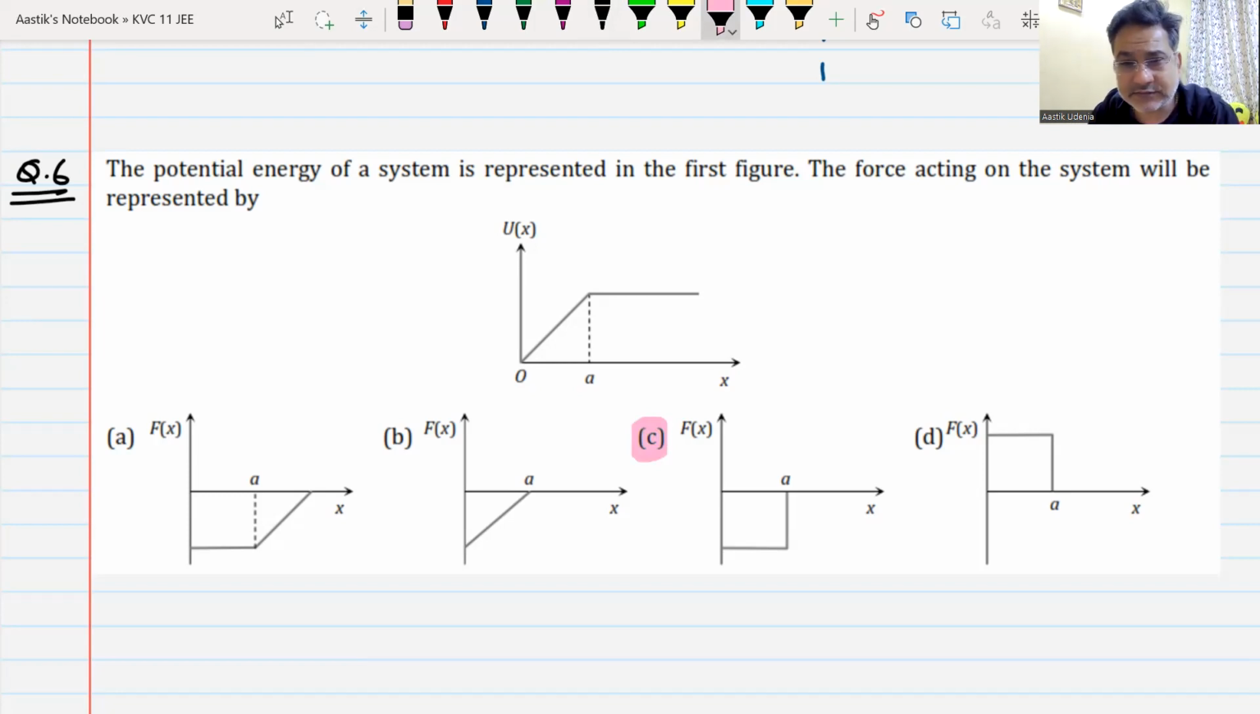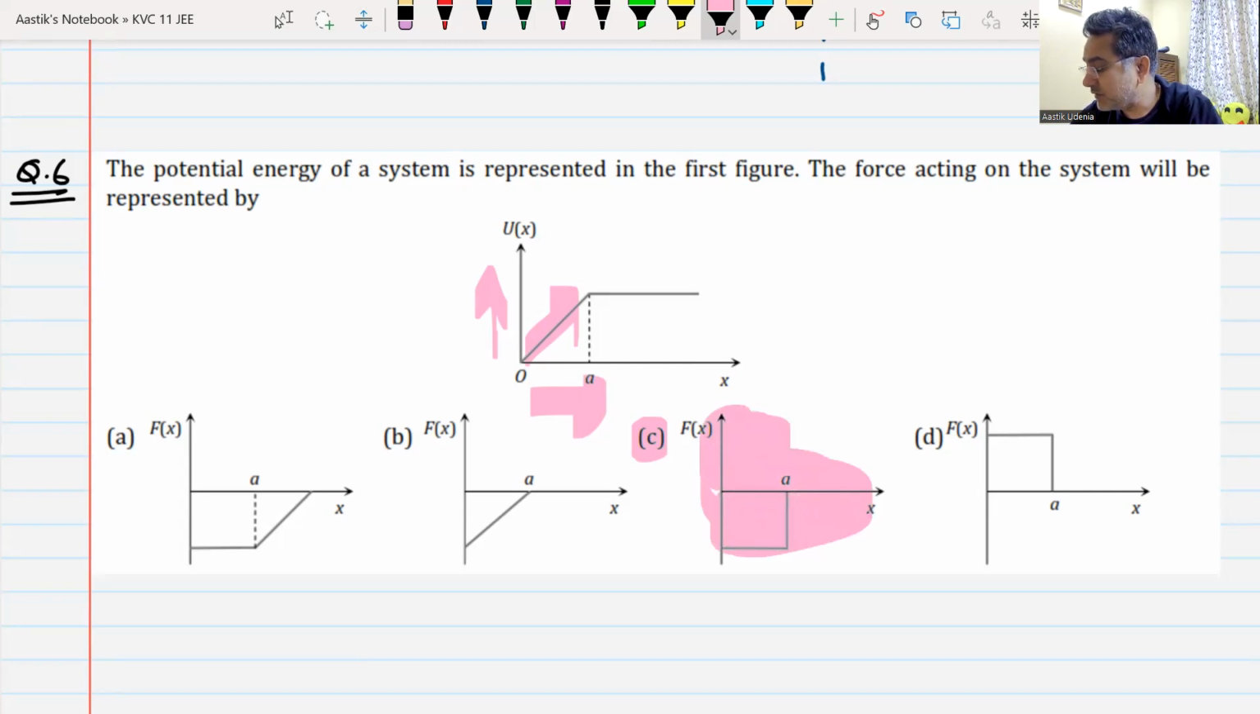When x increases and U increases, and here when x is increasing, U is also increasing, like this. Slope is positive, so force is negative. The slope is constant, so force is constant. Force should be constant and force should be negative. It is only there in this graph. After this, there is no force, there is no energy, everything is 0. So the answer is option number 3. Do we understand this?